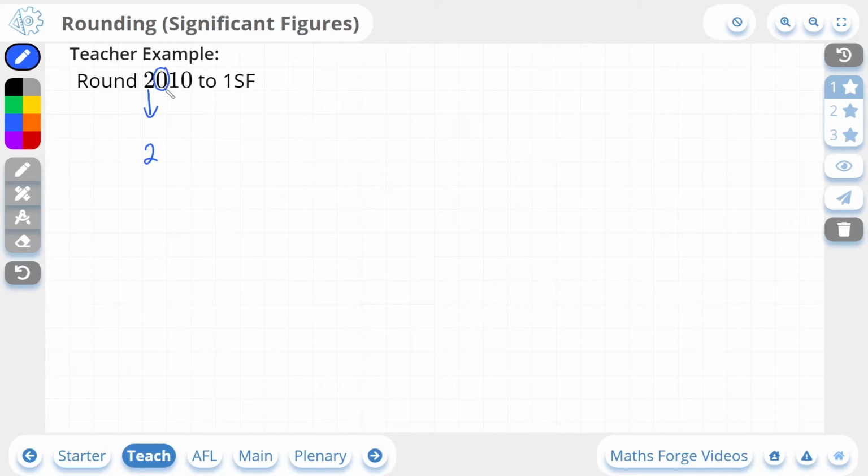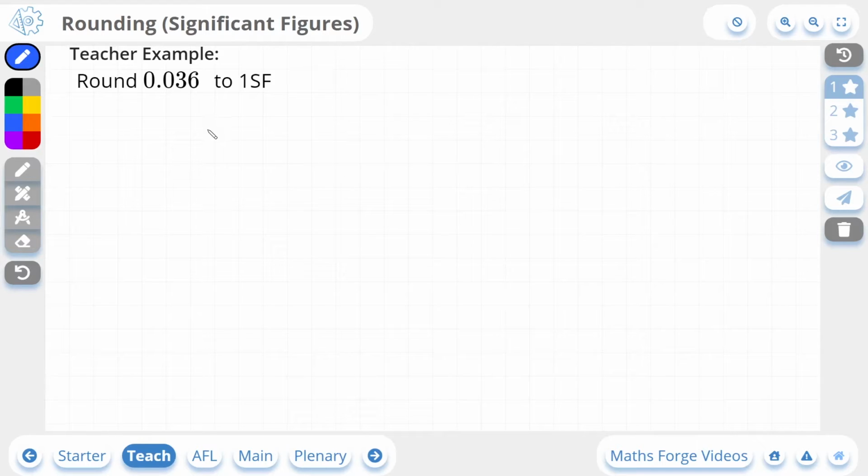We have a 0. Is this 0 5 or greater? If it was 5 or greater, then this 2 would round up. If it's less than 5, then this 2 stays the same. In this case, since the number directly to the right of this 2 is less than 5, the 2 stays the same. All of the numbers after it turn into a 0. So 2010 rounded to one significant figure is 2000. And if we check our answer, there it is.